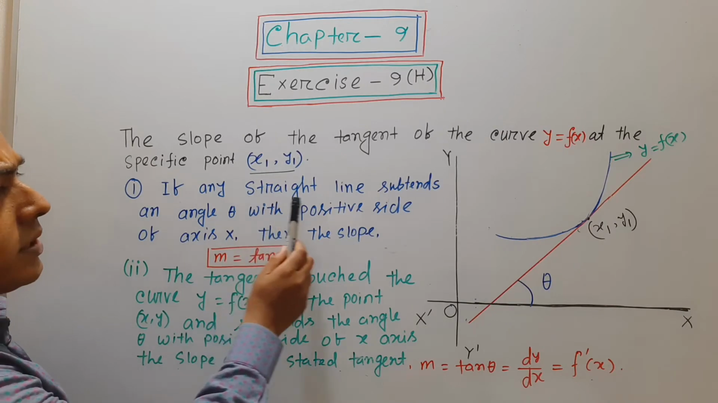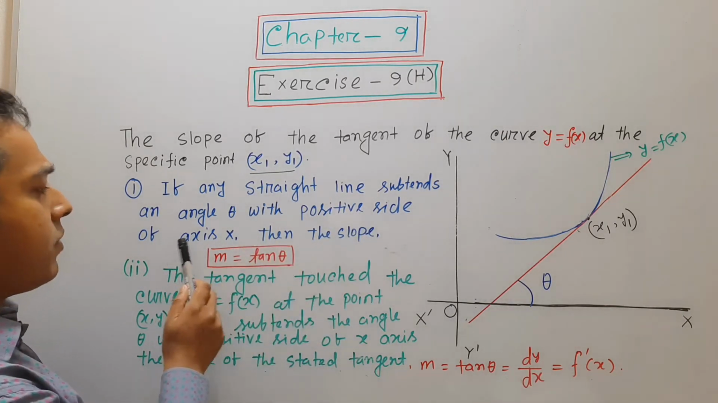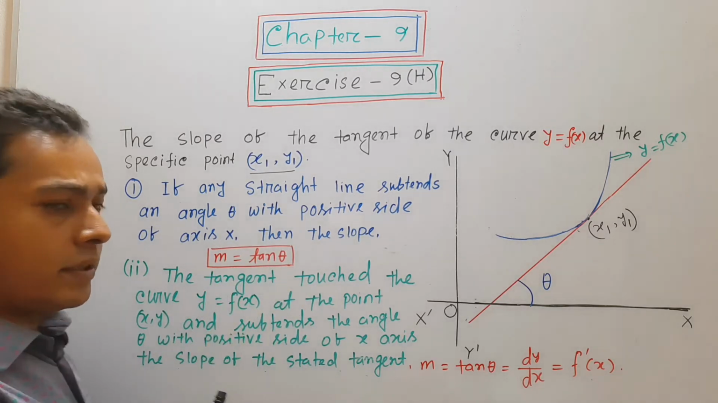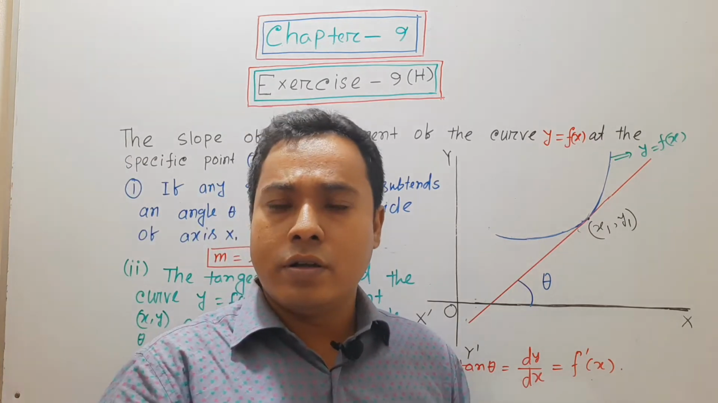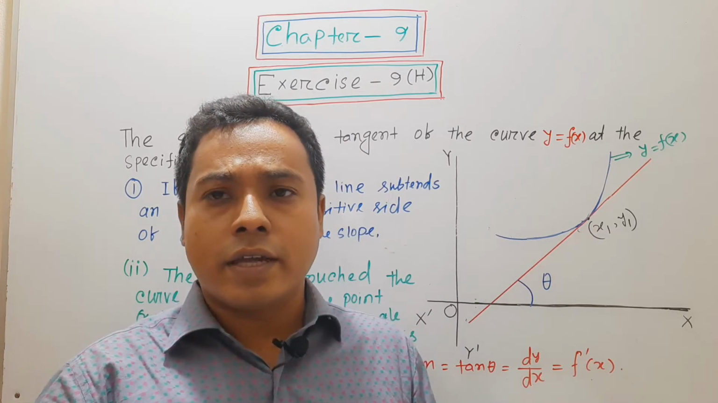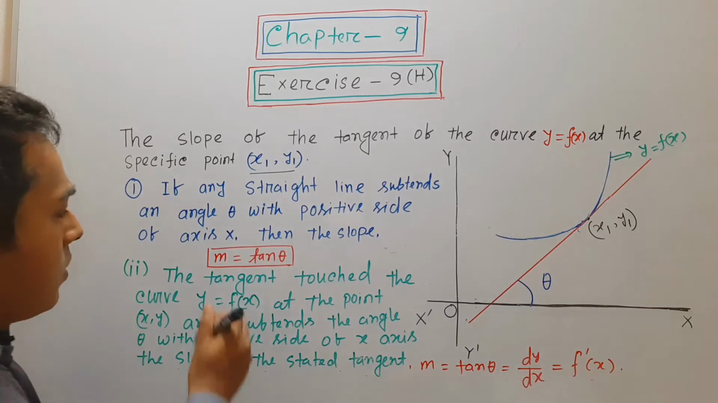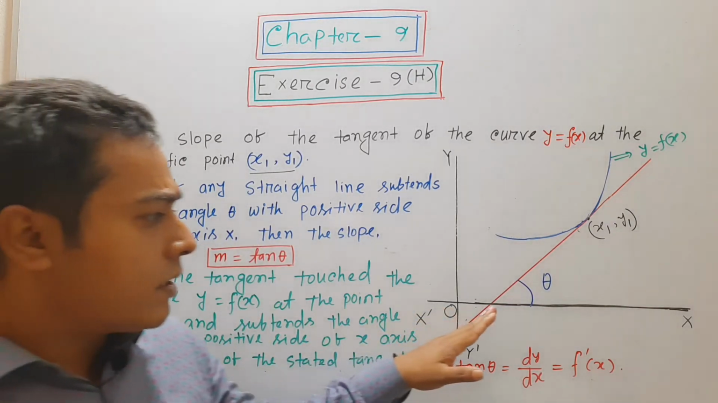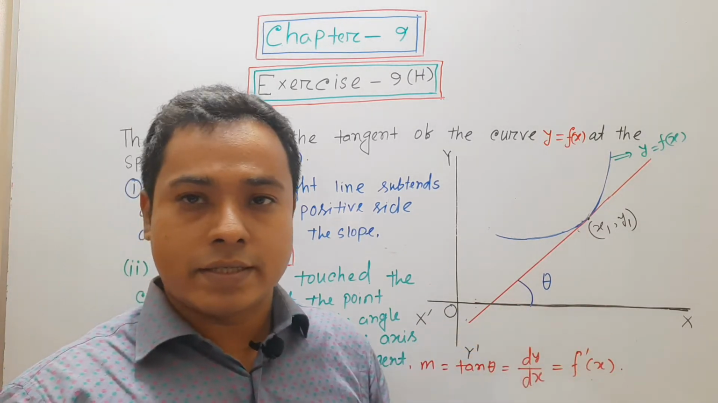If any straight line subtends an angle theta with the positive side of the x-axis, then the slope m is equal to tan theta. Slope is denoted for a straight line, so a straight line can be a tangent of a curve. So the slope of a straight line m is equal to tan theta, if theta is the angle with the positive direction of the x-axis.